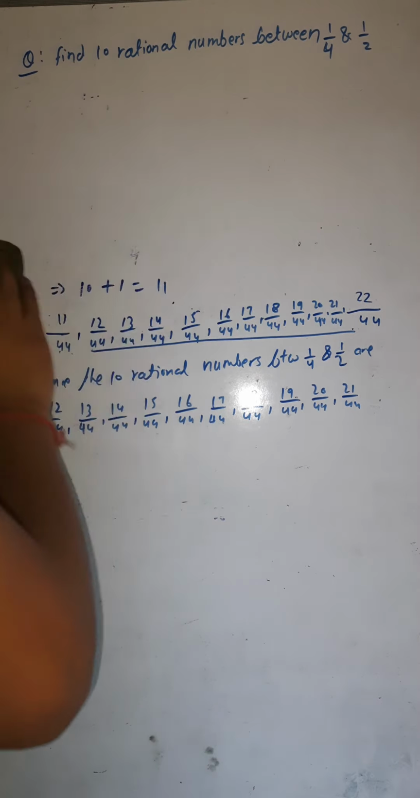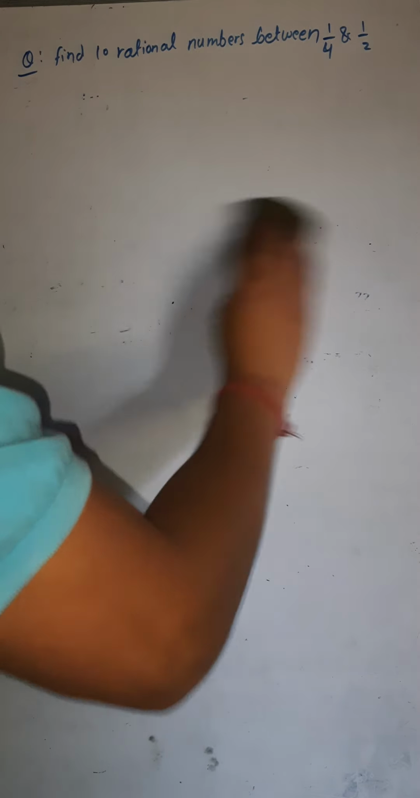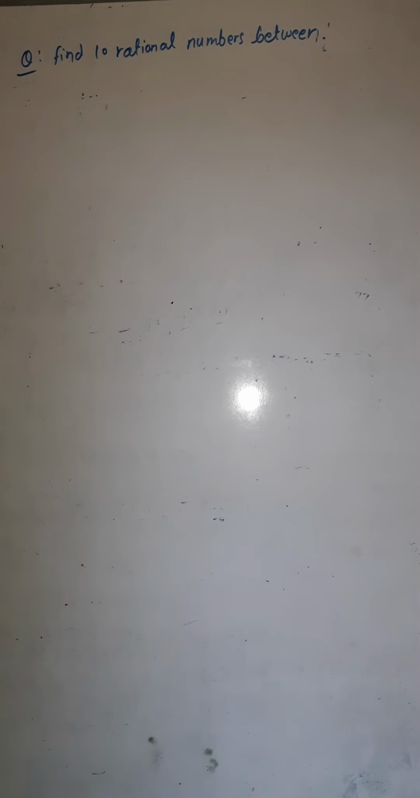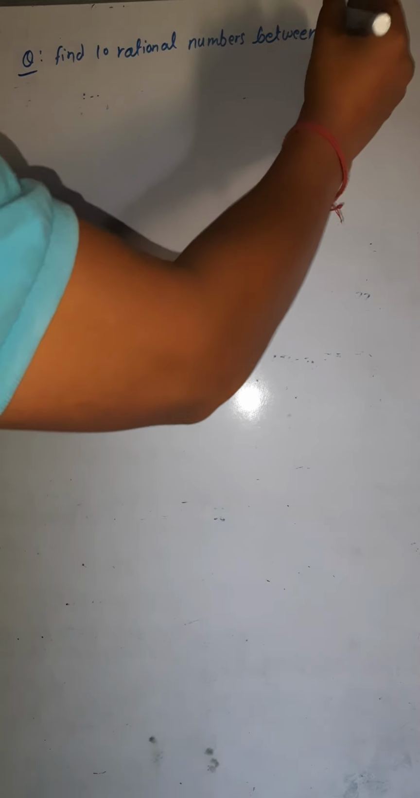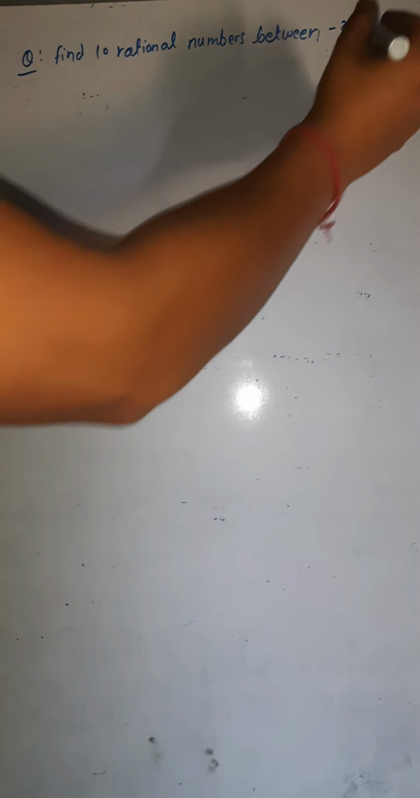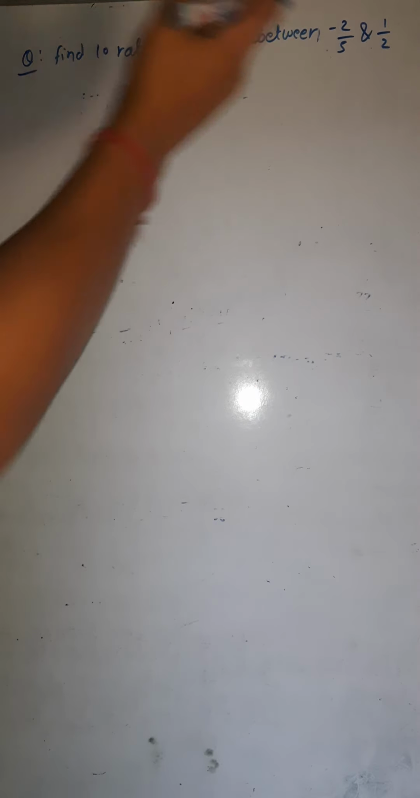Okay, let me erase this now. So here I am just changing the fraction. Find out 10 rational numbers between minus 2 by 5 and 1 by 2. This is the next question.